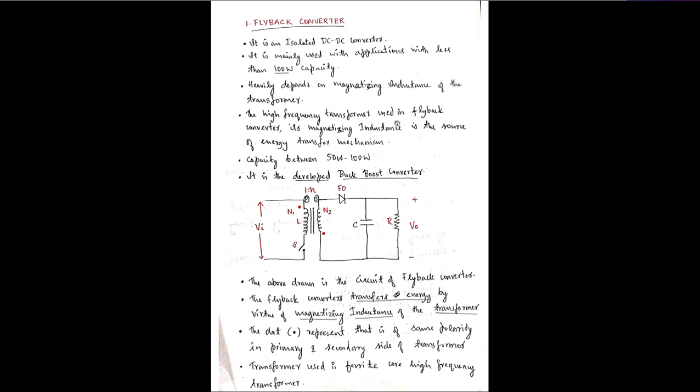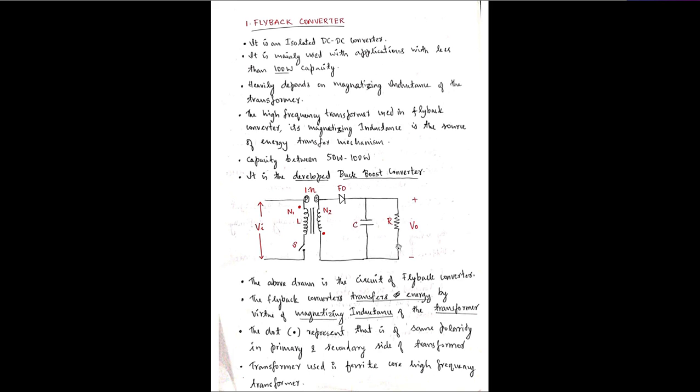The high frequency transformer used in flyback converter, its magnetizing inductance is the source of energy transfer mechanism. That is what I told you. The high frequency transformer used in the case of flyback converter for that electrical and physical separation will be having magnetizing inductance. That magnetizing inductance is the major source of energy transfer in flyback converter. Already I told the capacity is in between 50 watt to 100 watt. Capacity is very less in the case of flyback converter. So it is also a developed buck boost converter. Okay, we will see that.